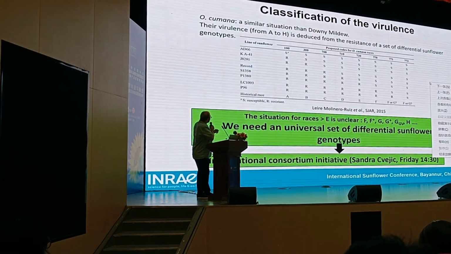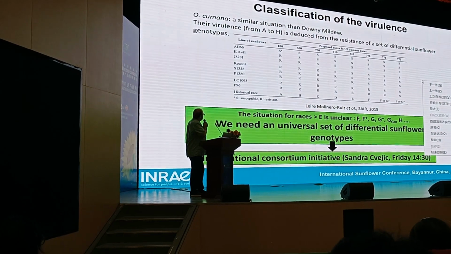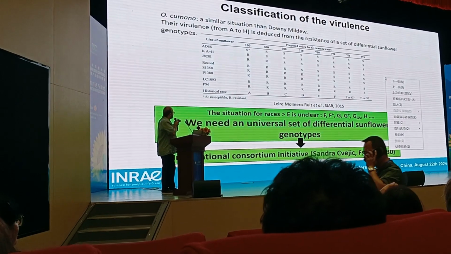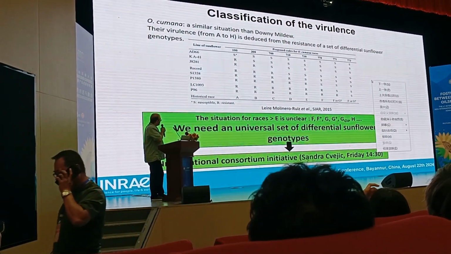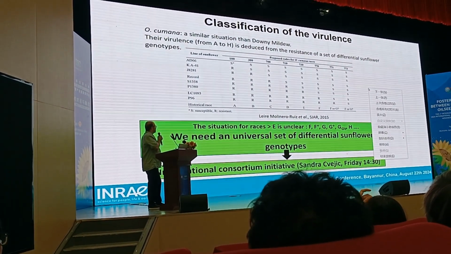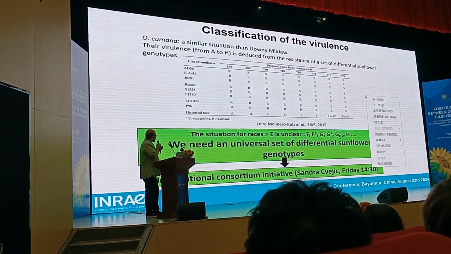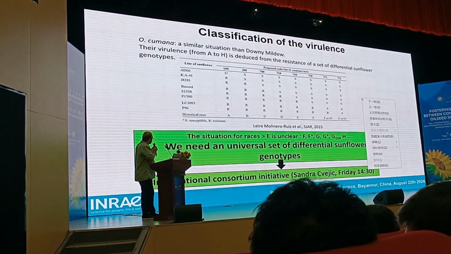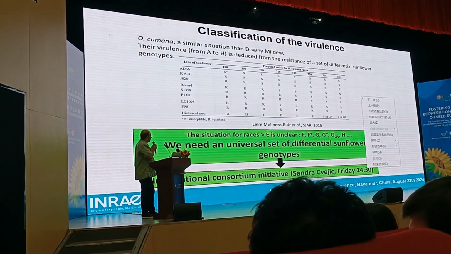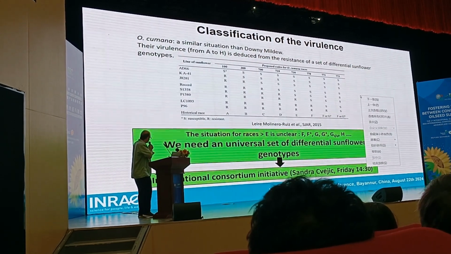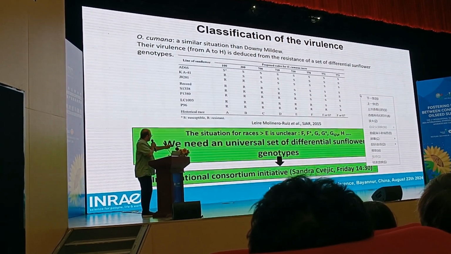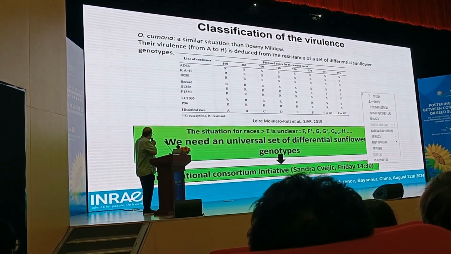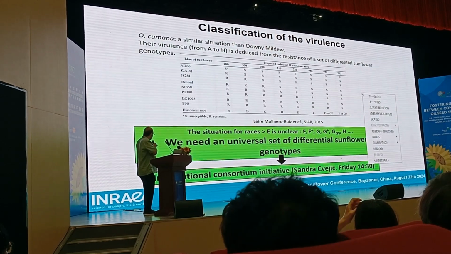So this has been proposed by Leigh Monero Rees in 2015, but the situation for races with a virulence level higher than E is really unclear because we are talking about virulence F, F+, G, G+, H, and so on. So we really need a new universal set of differential sunflower genotypes, and I encourage you to attend Friday at 2:30. Sandra Svegi will present the initiative of an international consortium.